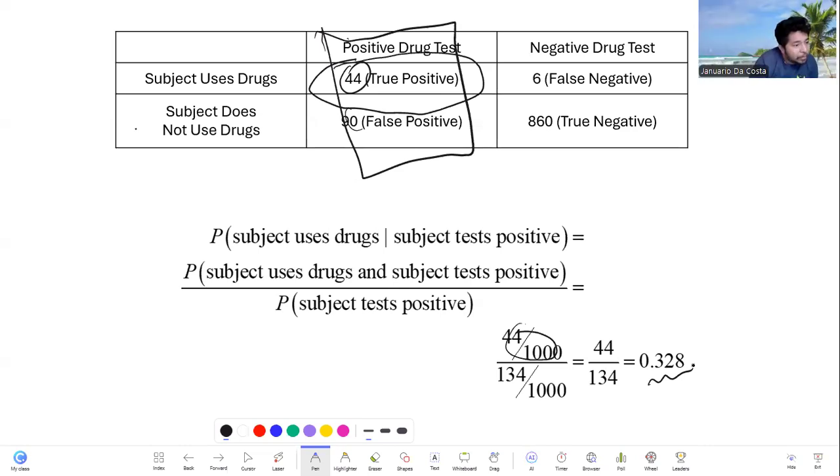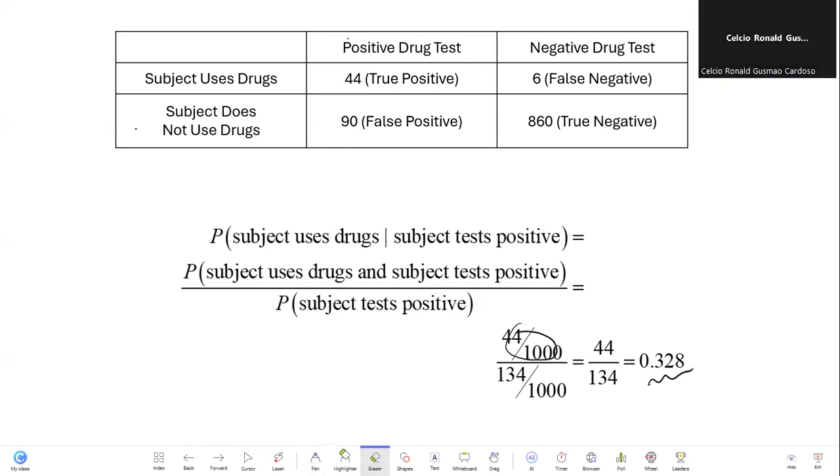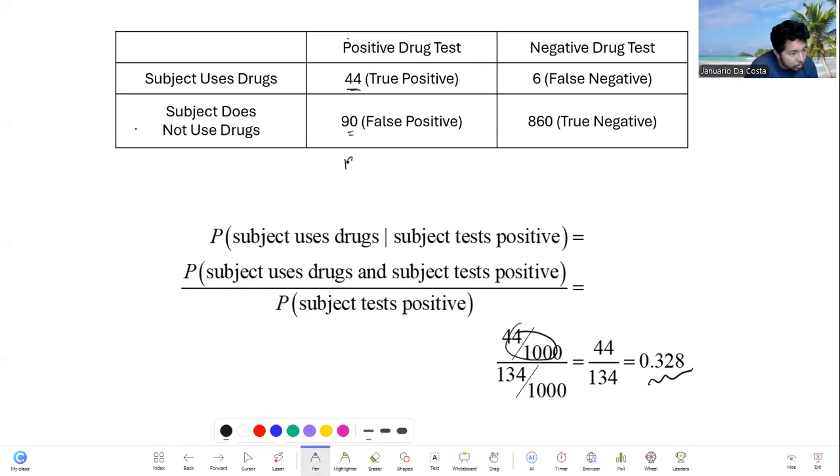Oh, 134 comes from this: it is the probability that the subject tests positive, right? So this is where the positive test result comes from. That will be from 44 plus 90. This 44 over here plus 90, that is 134.